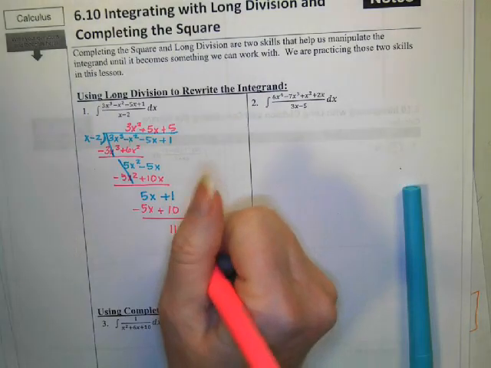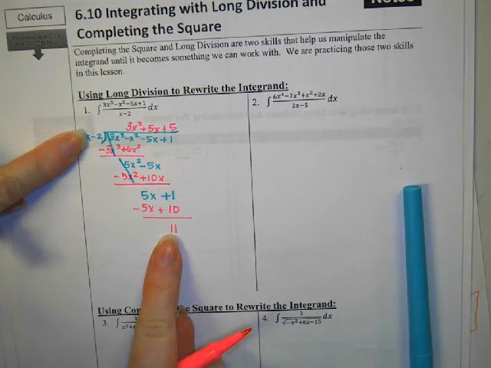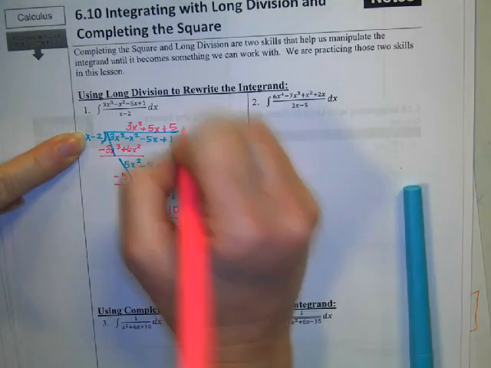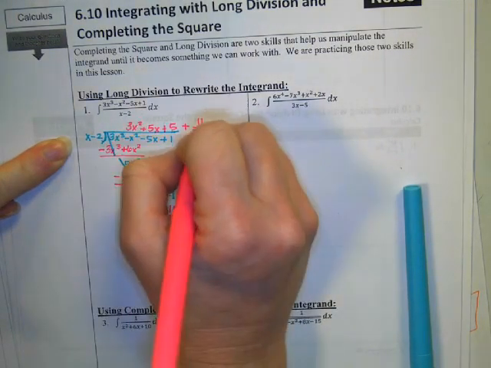So now I get to the point where x won't go in. There's nothing I can multiply x by to end up with just 11. So that's my remainder. When you do polynomial division, that's going to be written as plus 11 over the divisor, x minus 2.